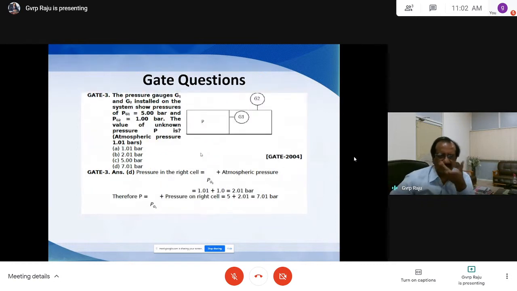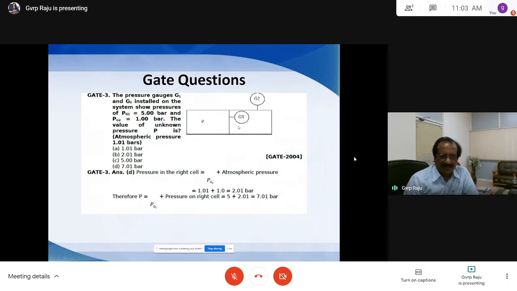Another simple, slightly thinking oriented question. The pressure gauges here, G1, G2, installed on the system, and here we have atmosphere here, and G2 has been given as 1 bar means atmosphere. So here the pressure is atmosphere. He mentioned that this is 1 bar. 1 bar means barometric pressure.